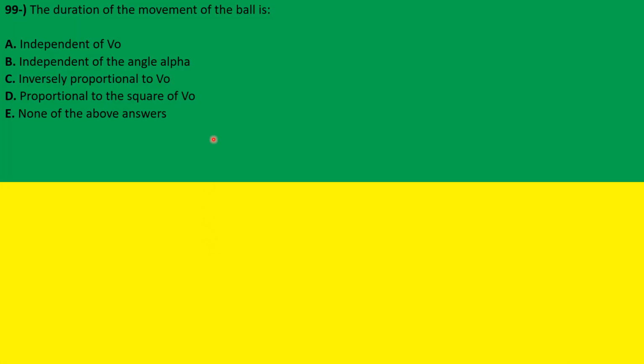All right, the duration of the movement of the ball is talking about time of flight. So we have 2u sine theta sine alpha over g. We have that to be E, right? Because you go through this, you'll notice that none of these options corresponds to this expression. So our answer is E.